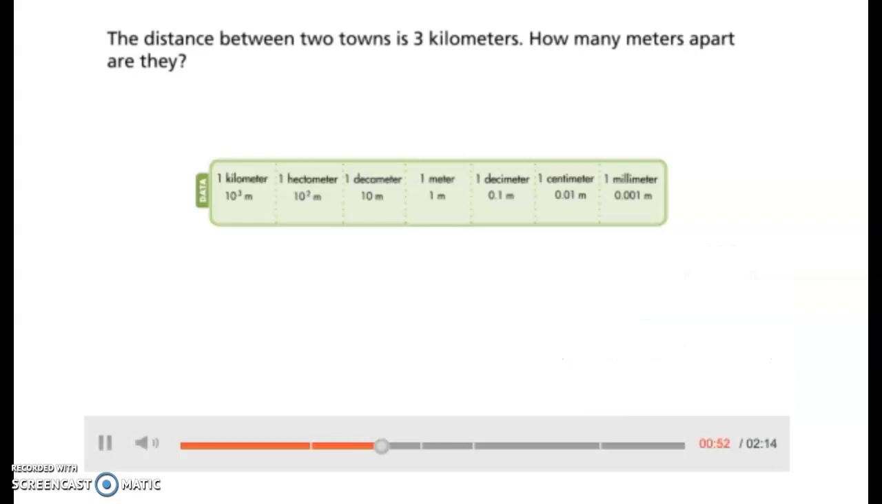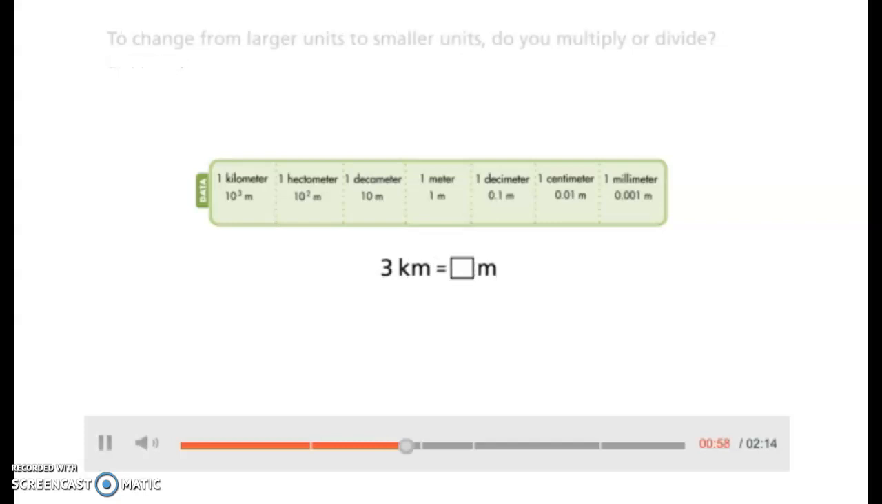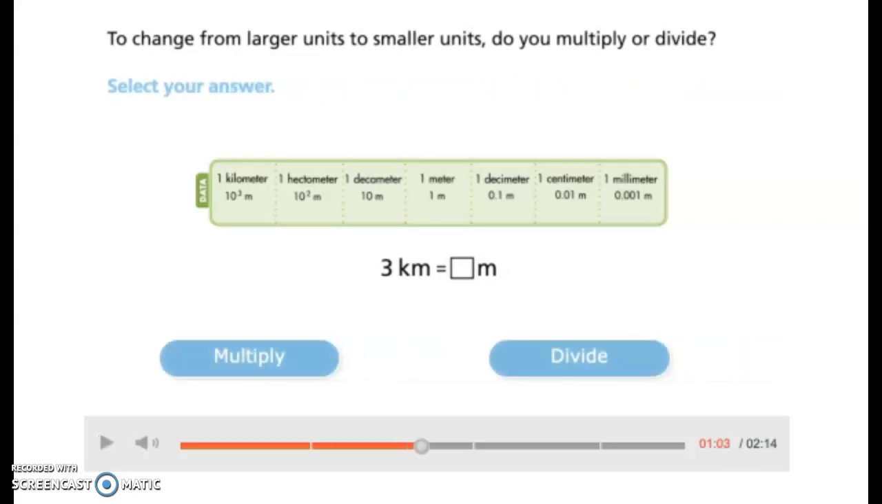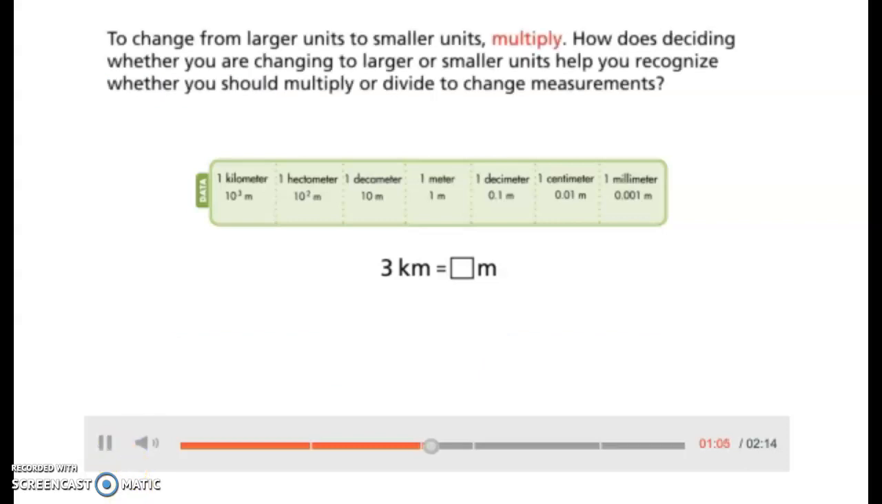The distance between two towns is 3 kilometers. How many meters apart are they? To change from larger units to smaller units, do you multiply or divide? Select your answer. To change from larger units to smaller units, multiply.